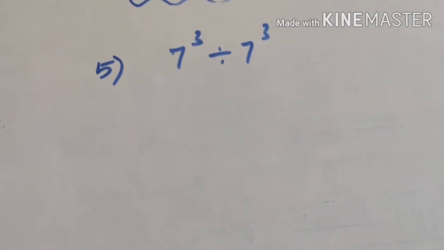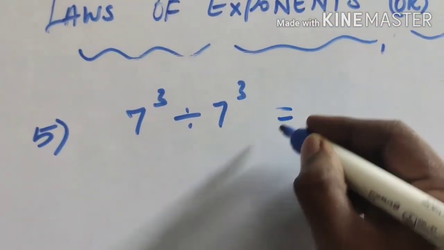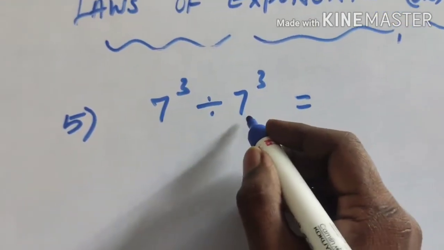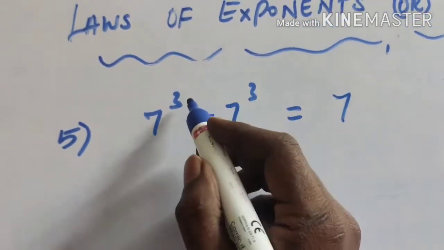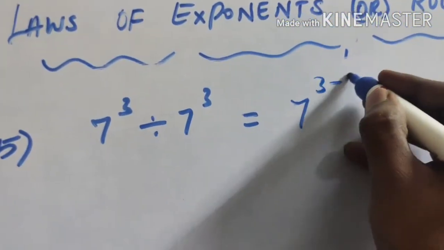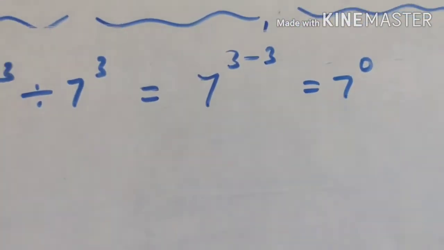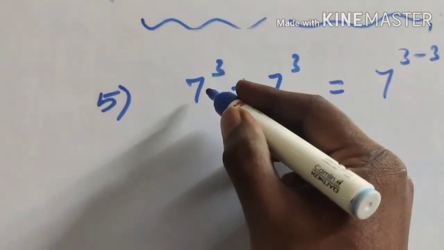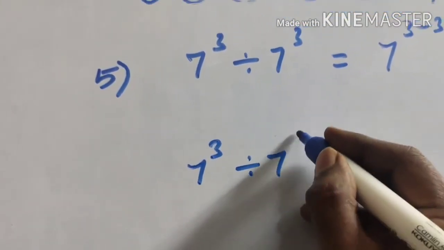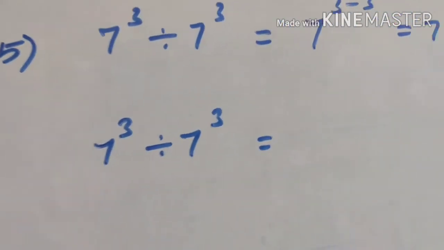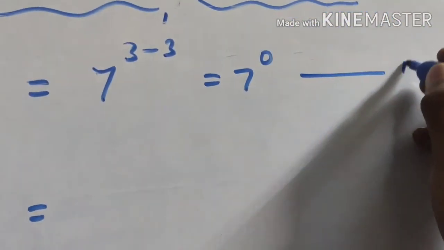Next rule, see here, 7 power 3 divided by 7 power 3. This can be written as, see here, this belongs to the quotient rule. So write 7 and you subtract the powers, 3 minus 3, we get 0. So 7 to the power of 0. This can be written also like this. This is one answer, we can keep this as 1.